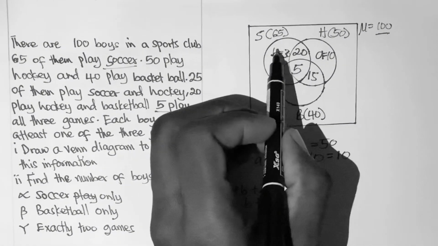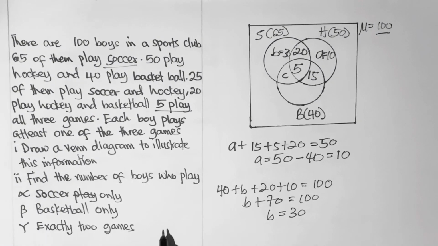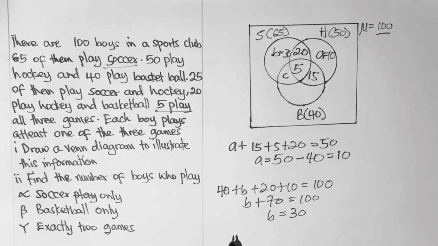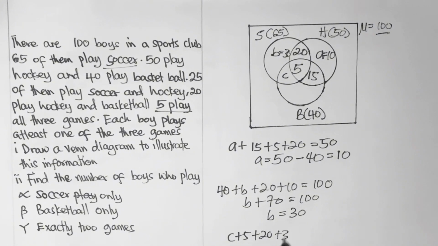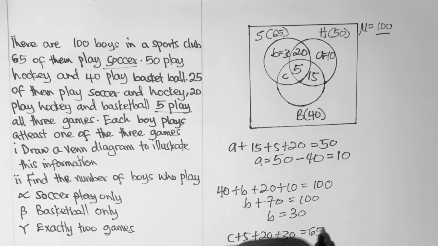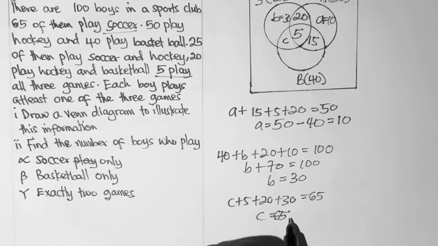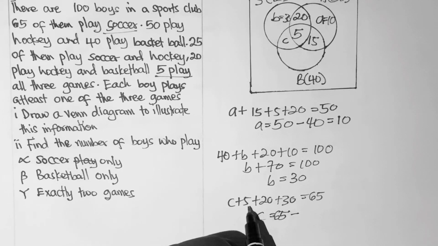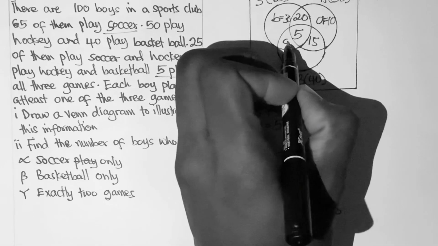Now, if here is 30, then we can find this region. Let's represent it with small c. Because we know that the whole of this region is 65, it implies that c plus 5 plus 20 plus 30 is equal to 65. So c is equal to 65 minus, now 20 plus 30 is 50 plus 5, 55. And that will give us 10. So c is equal to 10.